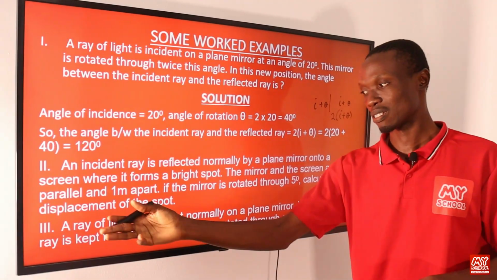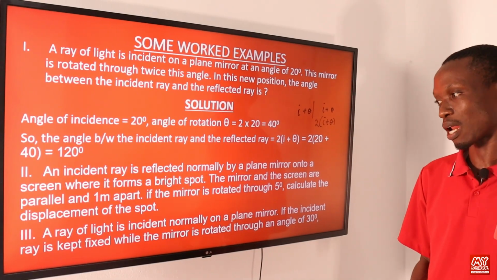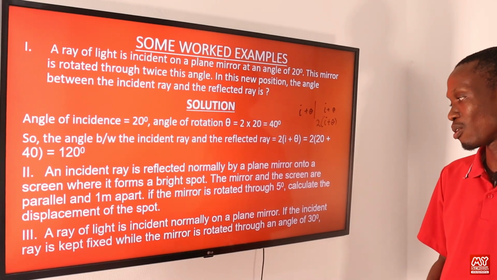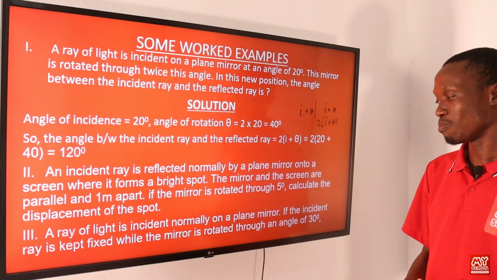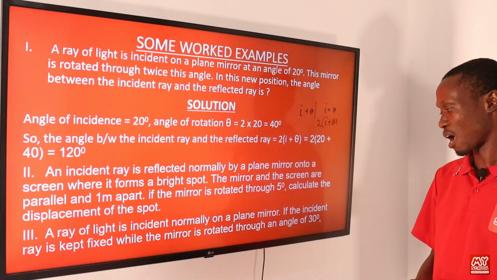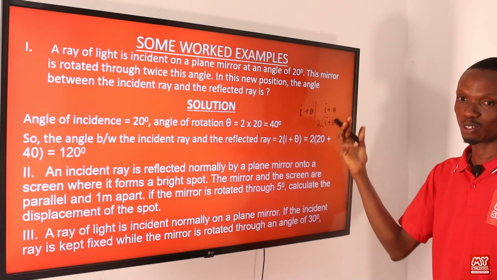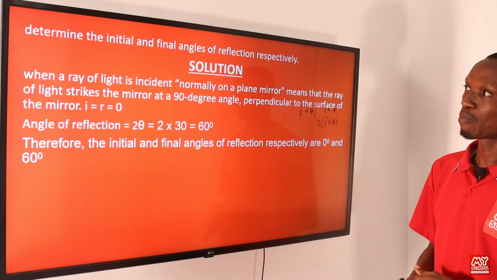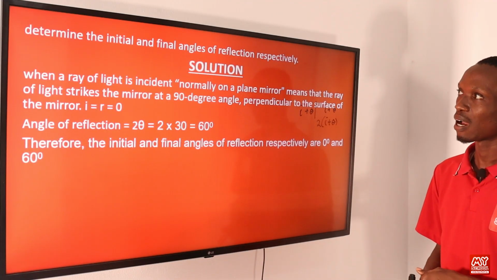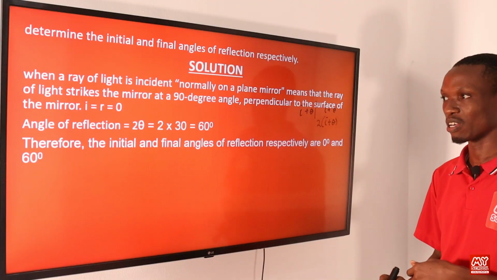So let's solve example 3. A ray of light is incident normally on a plane mirror. If the incident ray is kept fixed while the mirror is rotated through an angle of 30 degrees, determine the initial and final angle of reflection respectively.